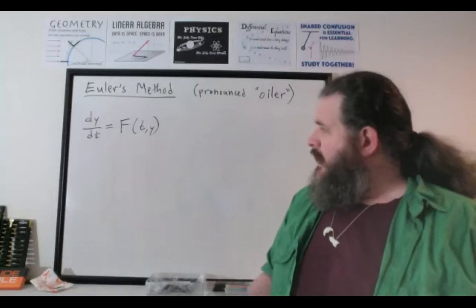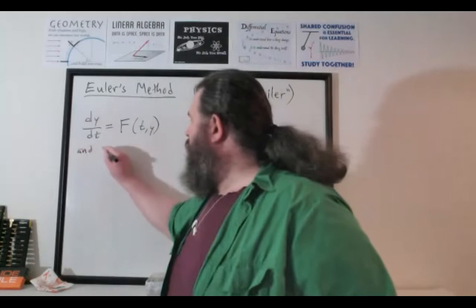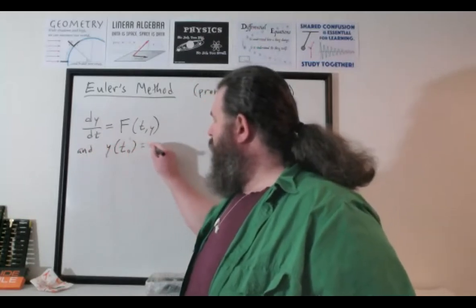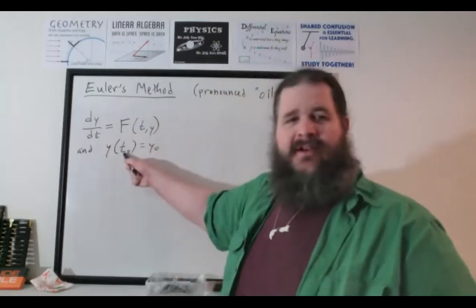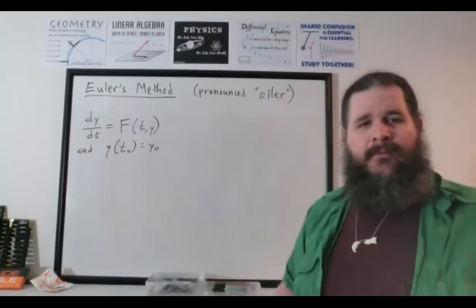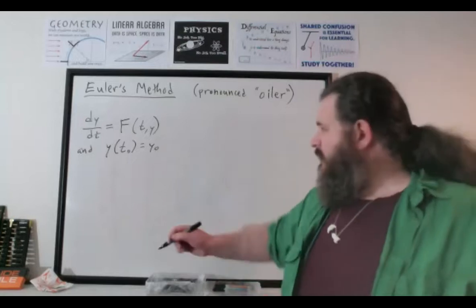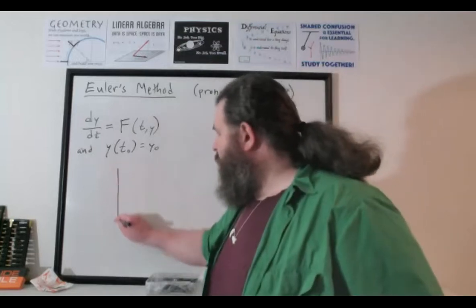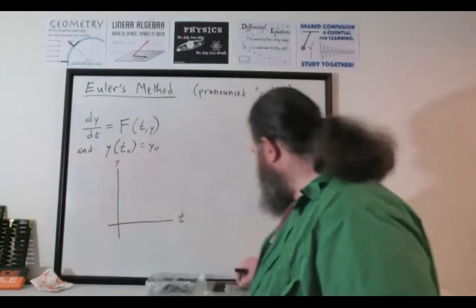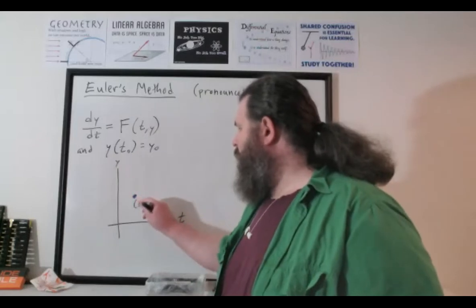So what we can do here, given an initial condition, let's say our initial condition is y of t naught is y naught. That is, when t equals some initial value called t sub 0, y equals some initial value called y sub 0. The idea is, if we're looking at that initial condition, like let's say we have a direction field here, and we have our initial condition, t naught, y naught.